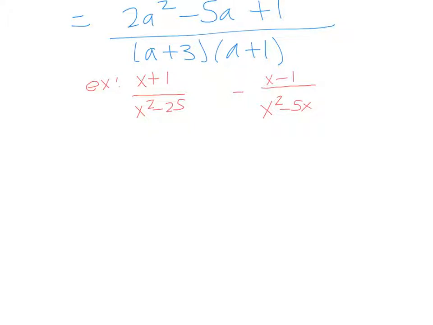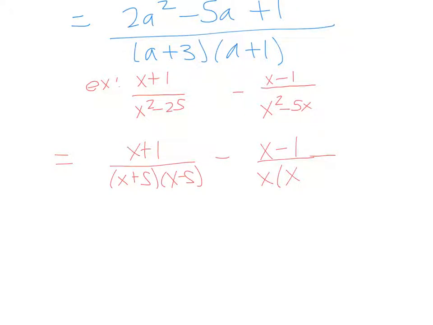Now let's look at subtracting rational expressions. We're going to find a common denominator again. So factoring that first denominator, we get x plus 5 times x minus 5. And so we have x plus 1 and then minus x minus 1 over factoring. We bring out the common factor of an x, and that's times x minus 5. So they share the factor of x minus 5, so we don't need to multiply at all by that.